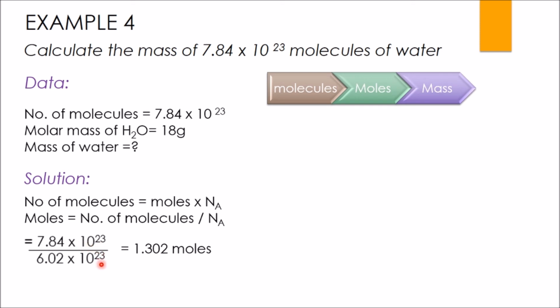Okay guys, what is happening over here? We have just cancelled the exponent 23 values from each other, and we are just dividing 7.84 by 6.02. So do not get confused. ये दो चीज़ें ऊपर नीचे cancel out हो जाएंगी. 7.84 divided by 6.02 is equal to 1.302 moles. So we have found out the number of moles.